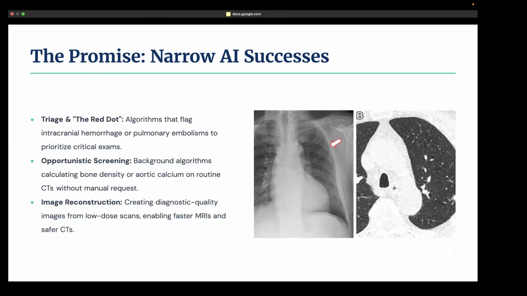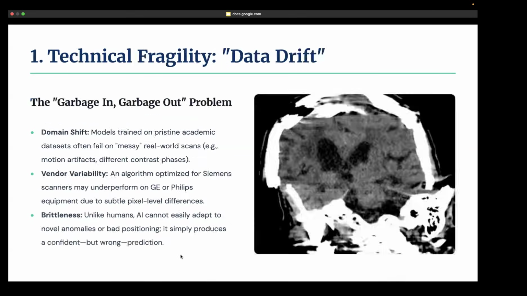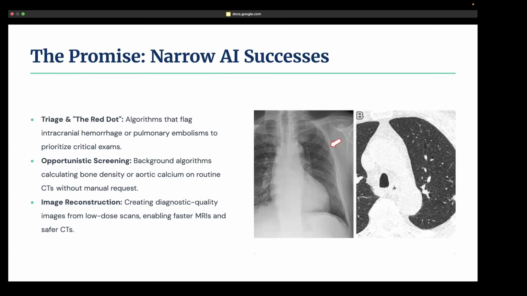Image reconstruction is another big place where AI is doing really well. This is basically where diagnostic quality images are being re-rendered from low-dose scans, enabling faster MRIs and safer CTs, because radiation is not good for the human body, and CTs use a good amount of radiation. So being able to lower the dose of radiation is always a good thing.